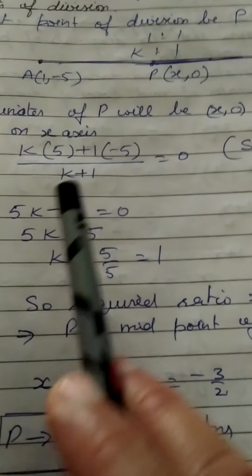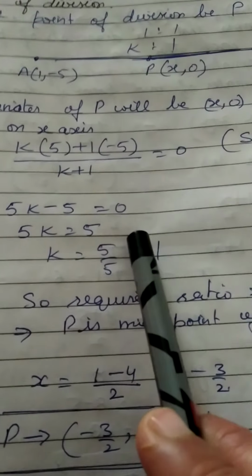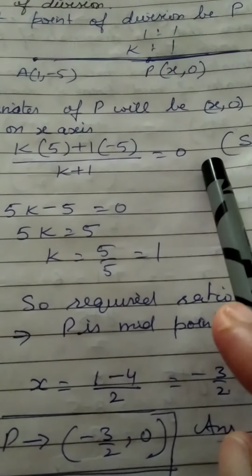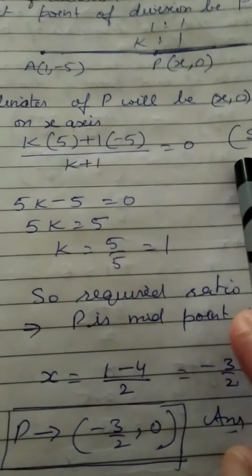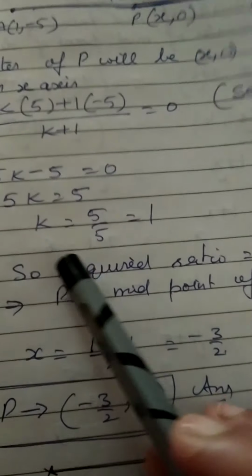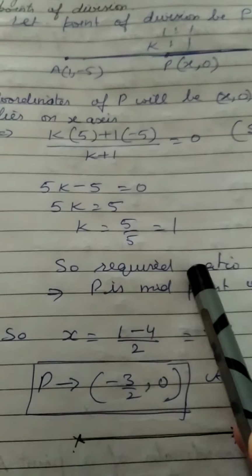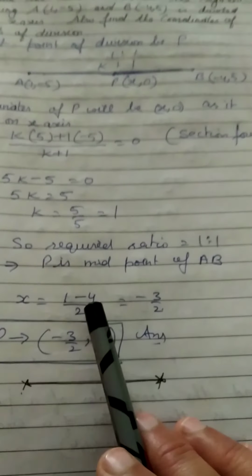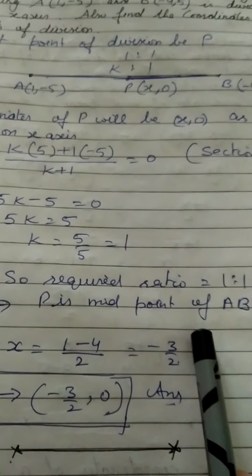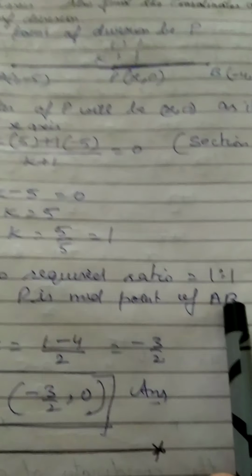Now on cross multiplying we get 5k minus 5 is equal to 0. When it is multiplied by 0 then it will become 0 on the right side. From here we get k is equal to 1. So the required ratio will be 1 ratio 1.